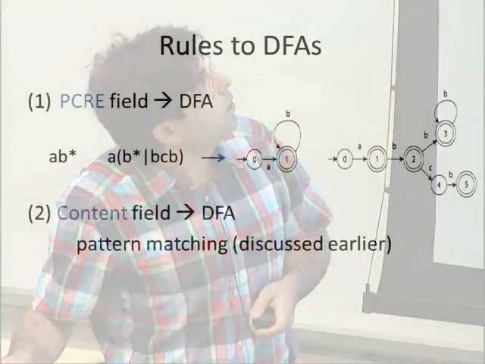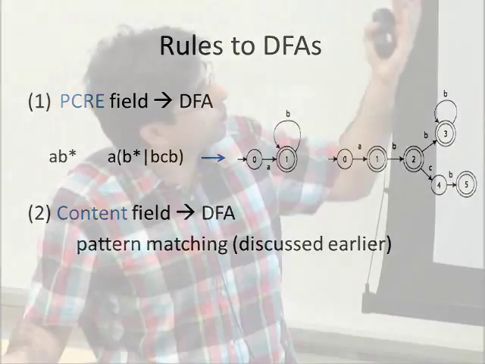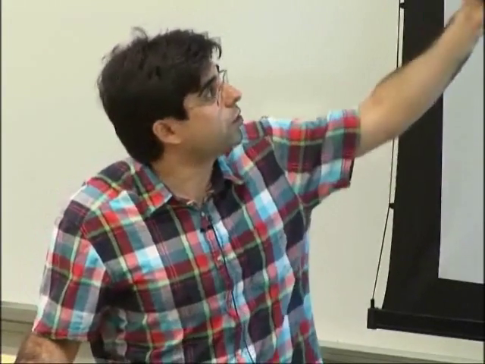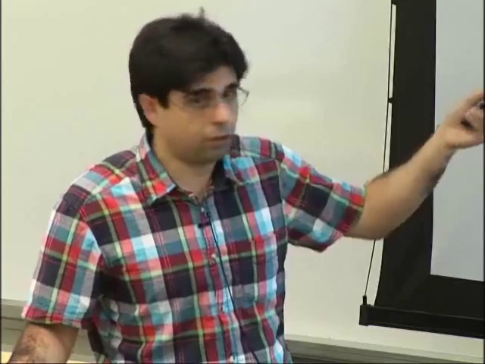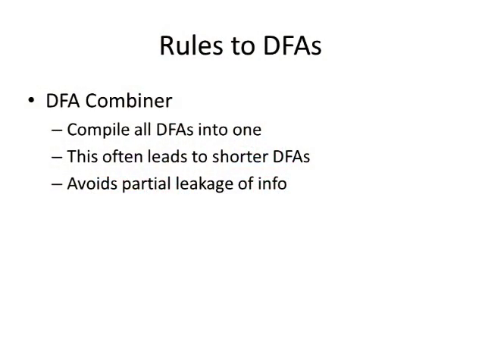In our implementation, you can take each of these regular expressions and turn them into a DFA. There is a standard way of doing this. These are just some examples for two different regular expressions of how you turn them into a DFA. And then for the content field, as I mentioned, we use the pattern matching DFA. You can also turn any of those patterns into a DFA. So for every rule, you get a DFA by combining those two things.